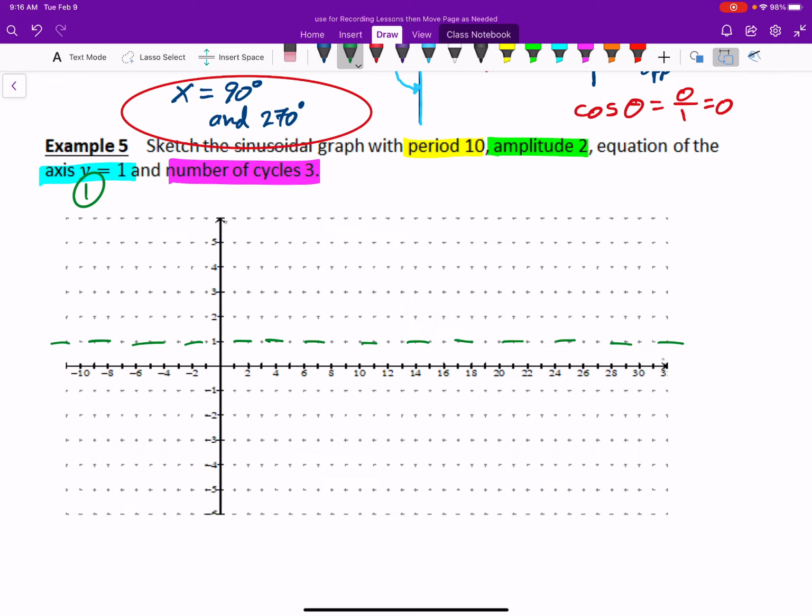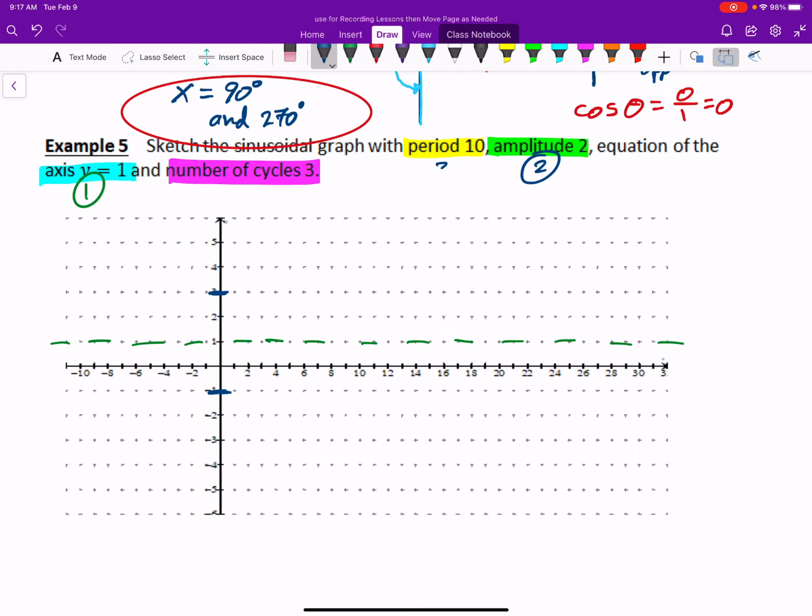The period is 10. So what would I do next? Let's see. I might look at the amplitude next. So the amplitude is 2. From that dotted line, I'm going to go up 2, so I'm going to have a maximum value at 3, and I'm going to go down 2 from that dotted line. I'm going to have a minimum value at -1. Remember, amplitude is the distance between the axis and the max or the min. So my whole graph has to go no higher than +3 and no lower than -1.